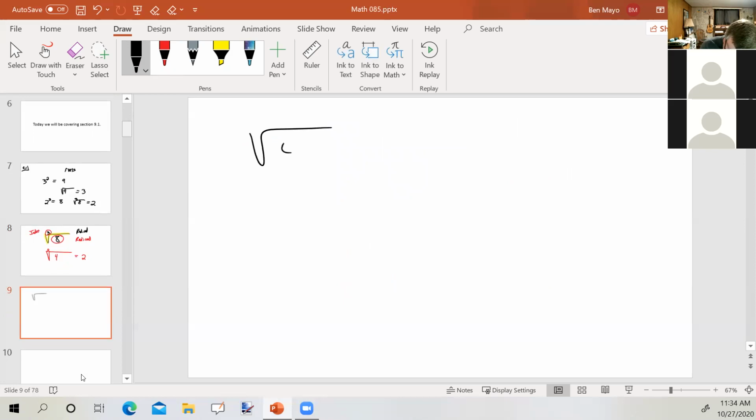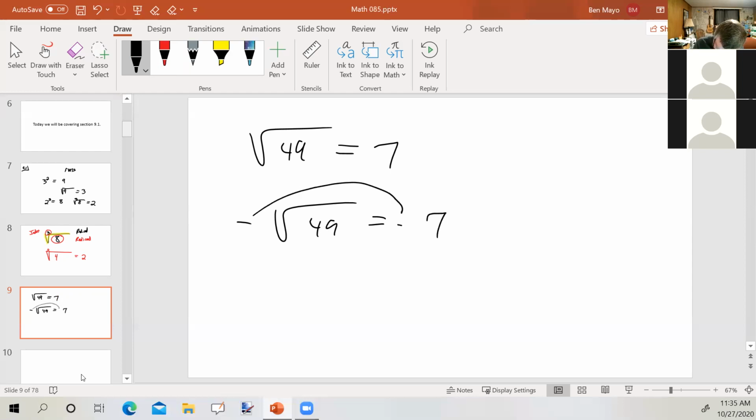What is the square root of 49? 7. What is negative the square root of 49? 7. What? Is it 7? It would be negative 7, because that negative sign outside would get attached to whatever comes out. Okay. You following that okay?